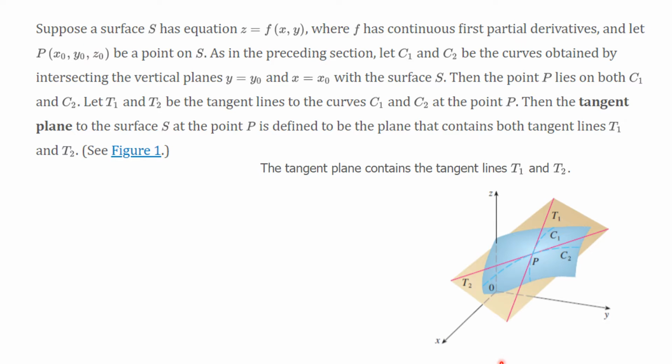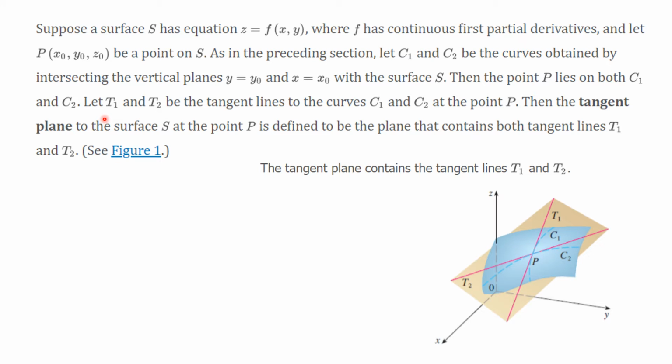Suppose a surface S, which is shown as the blue surface here, has the equation z equals f of x, y, where f has continuous first partial derivatives, and let this point x0, y0, z0, called P, be a point that lies on the blue surface. And let C1 and C2 be the curves obtained by intersecting the vertical planes y equals y0 and x equals x0 with the surface S. Then P lies on both C1 and C2.